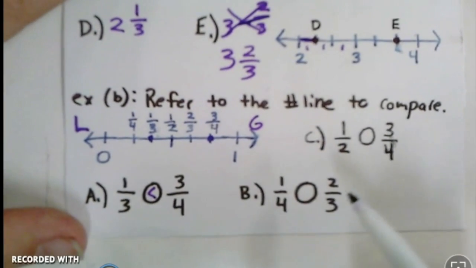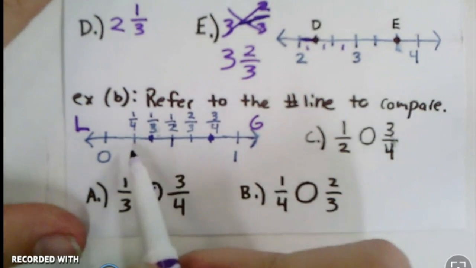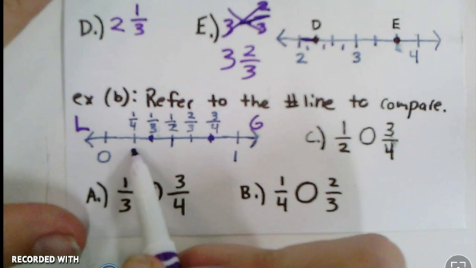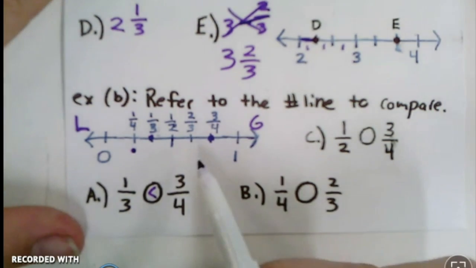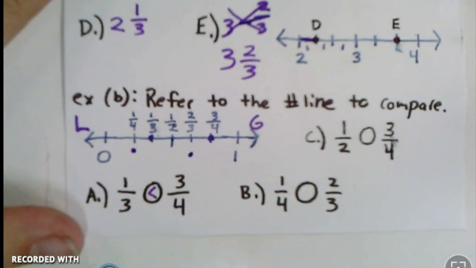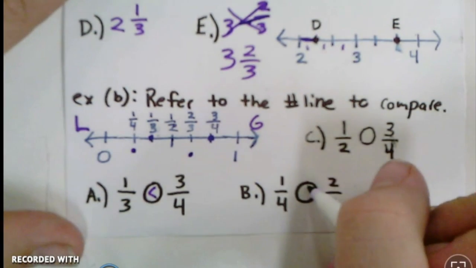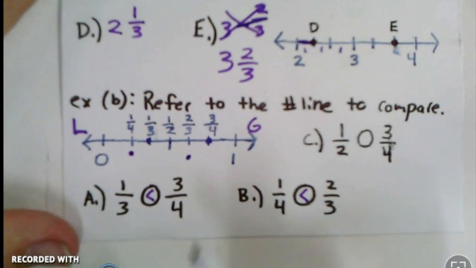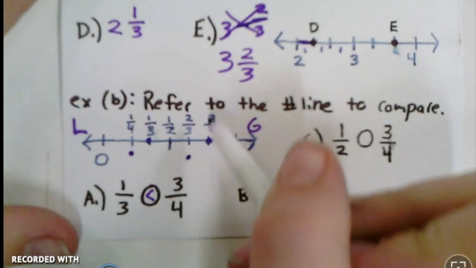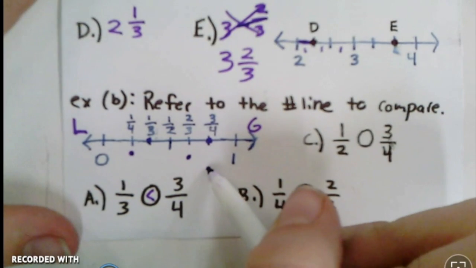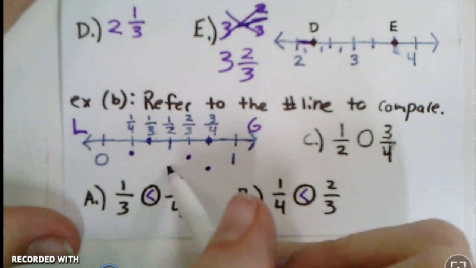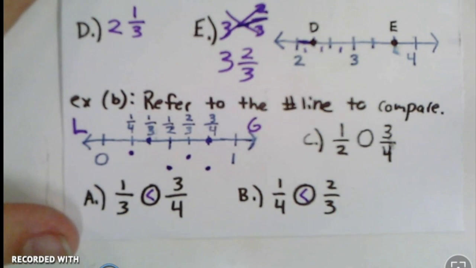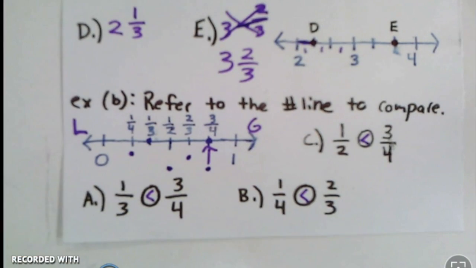All right, what about B? 1/4 and 2/3. Well, 1/4, I'm going to draw it down here so we can see that it's separate from the other ones. And 2/3 is right here. So which one is bigger? 2/3. Good. And our last question is 1/2 and 3/4. So 3/4 is right here. And 1/2 is right here. So which one is bigger? 3/4.